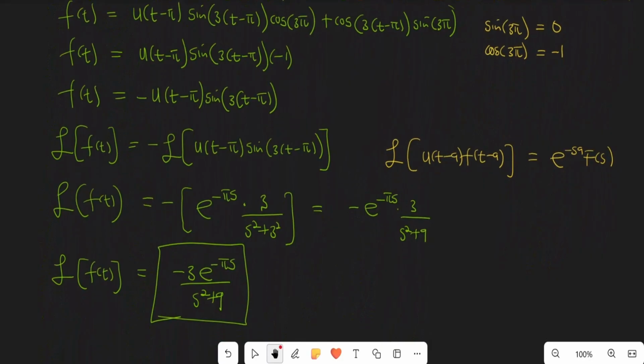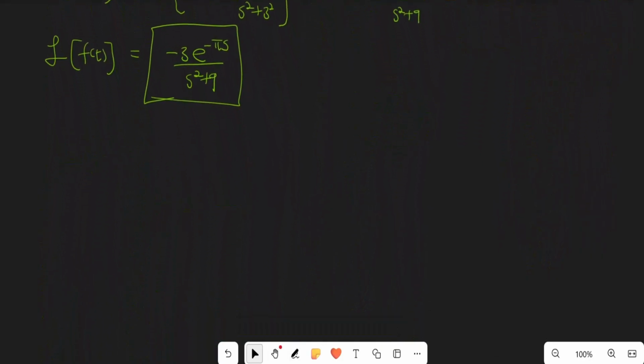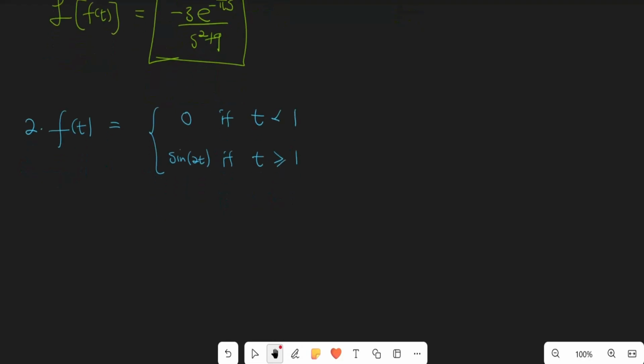All right, cool. So let's go to the second one. This is the second one. We are going to find the Laplace transform of this function. It's the same thing. So you have 0 if t is less than 1, and then you will have sine of 2t if t is greater than or equal to 1.